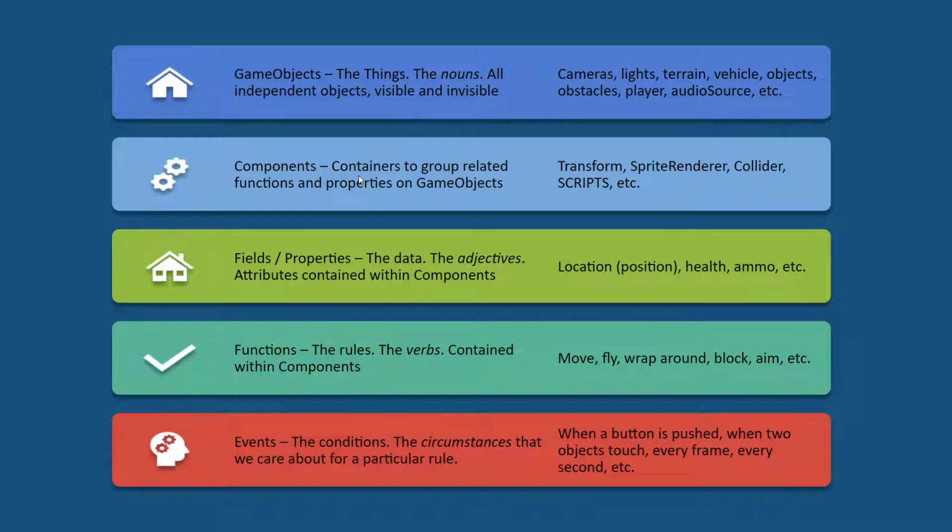All right, just a quick refresher. In terms of objects, we have our game objects, which are the things in our game that we're going to be building, the nouns. The independent objects can be visible or invisible. They might be things like a camera, a light, terrain, vehicles, obstacles, players, sources of audio. Ultimately, they become collections of components. The components are where the actual features get implemented. By adding these components to our game objects, they pick up functionality. They become more useful in the game.